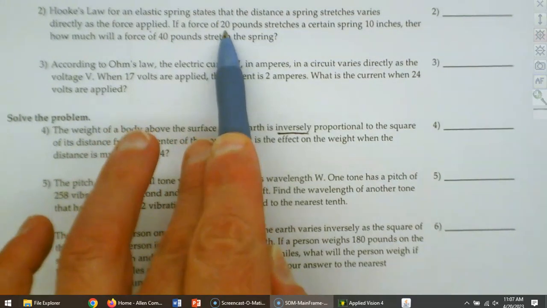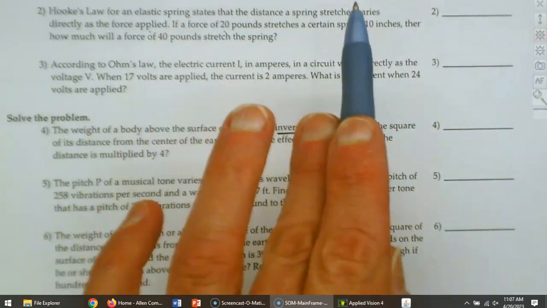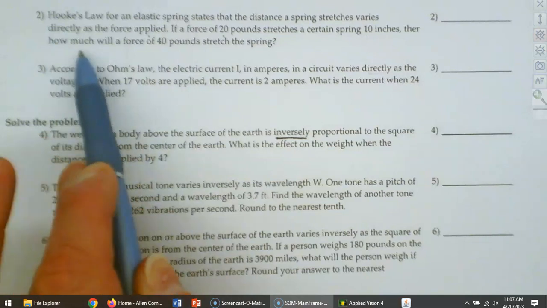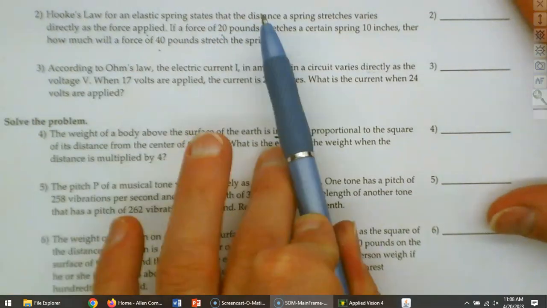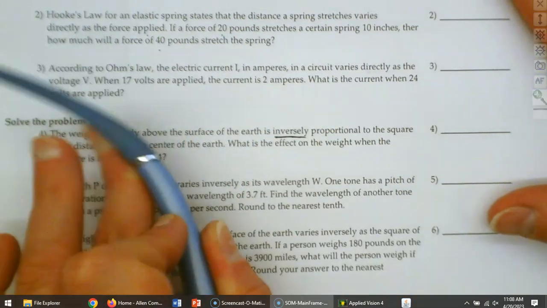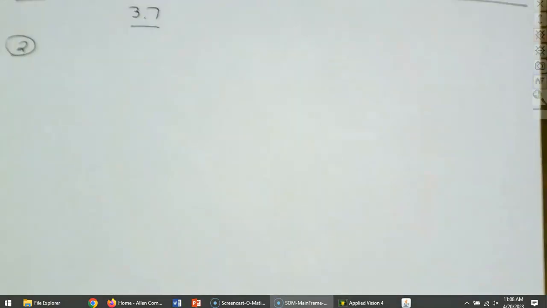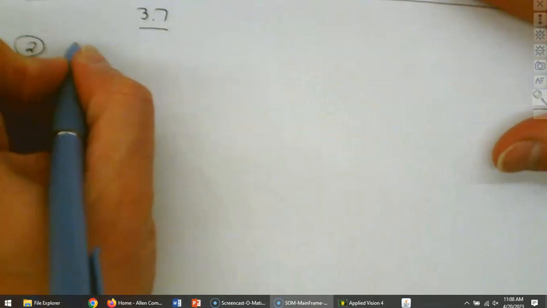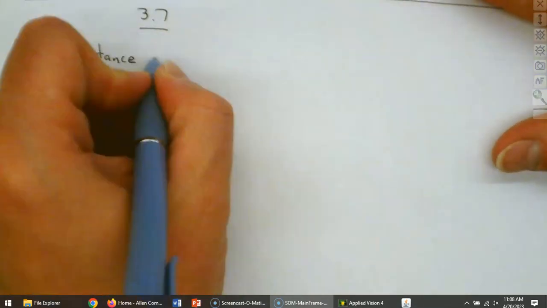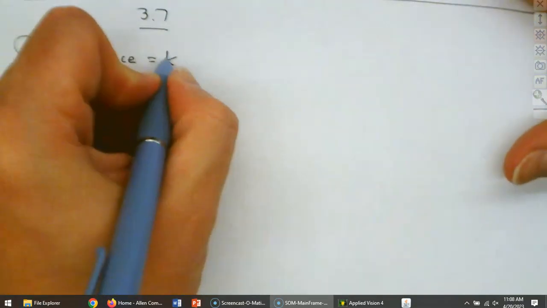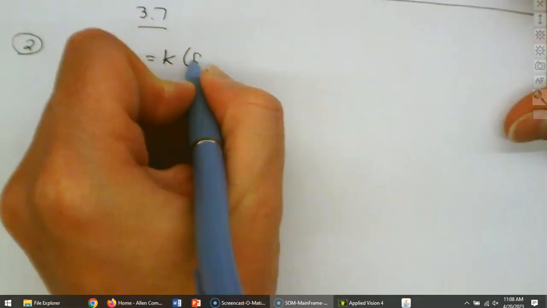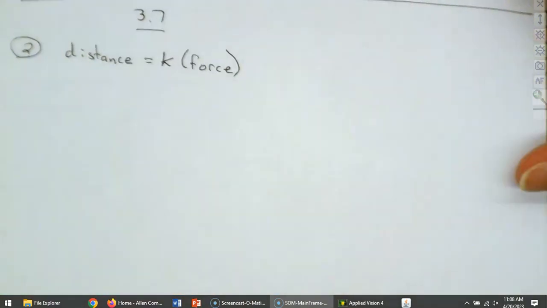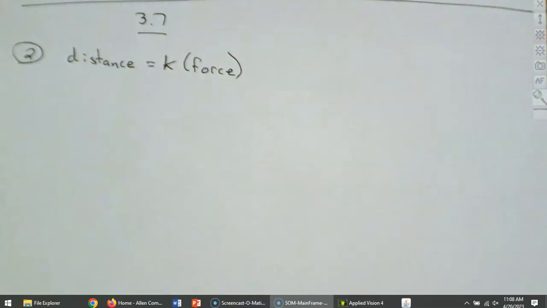If the force is 20 pounds, and it stretches the spring 10 inches, then how much will a force of 40 pounds stretch the spring? So what are we looking at here? We are looking at the distance a spring stretches varies directly as the force applied. So however we want to label it, I'm just going to label it as our distance. That's going to equal K, which is the constant for that spring. And it varies directly, so it's multiplication times the force. So here's our formula. And I, again, think this is the absolute easiest way to do these with words.